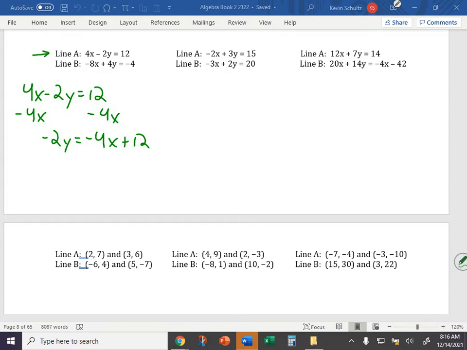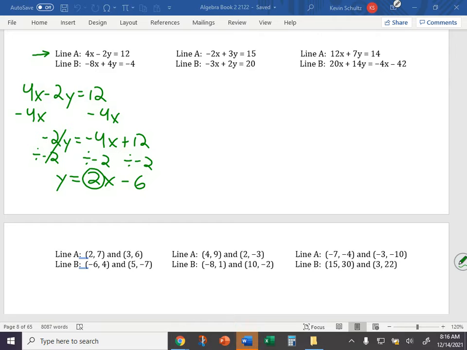Remember, we can't combine those because one has an x and one doesn't, not like terms, right? Now that we've got the y term by itself on the left side, now we'll be dividing by negative 2. Cancel those out. Negative 4x divided by negative 2 is a positive 2x. And 12 divided by negative 2 is a negative 6. Do we really care about that? No. Negative 6? No. We only care about the 2.